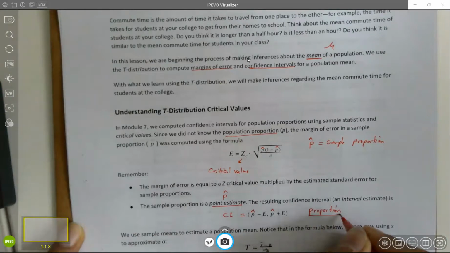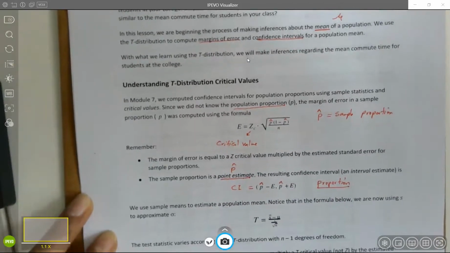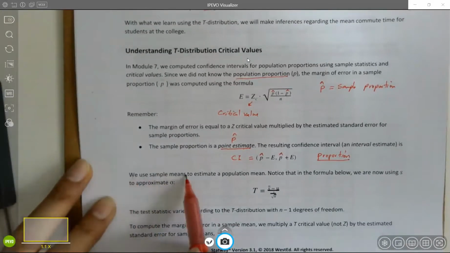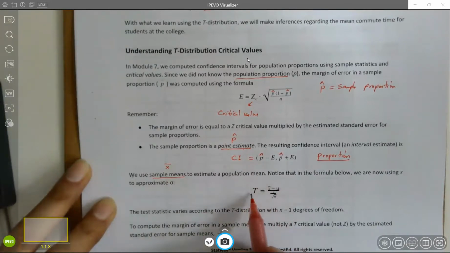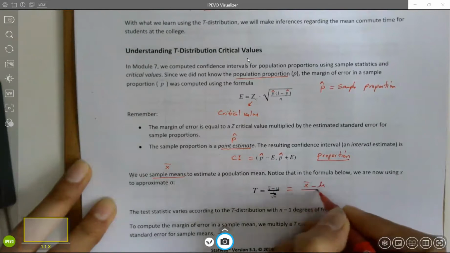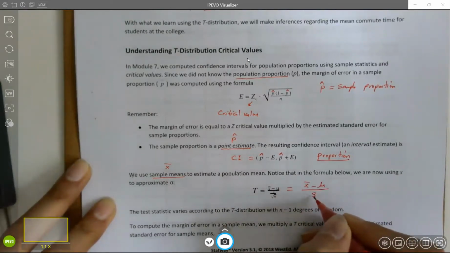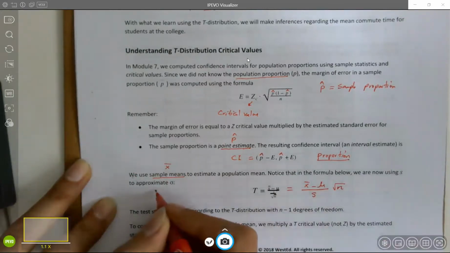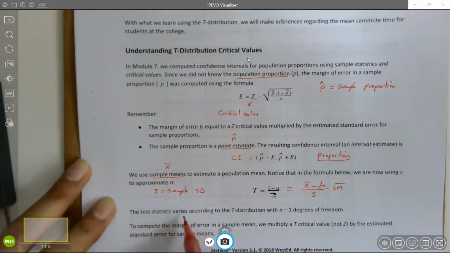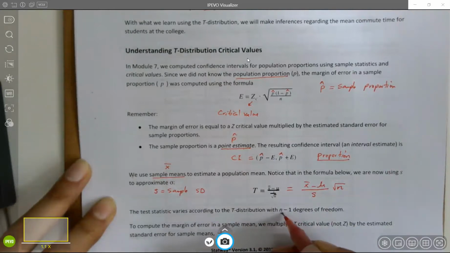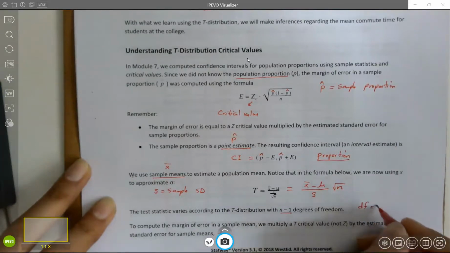Now we move on to the mean, so we have to use a different point estimate, and definitely we get a different margin of error. We use the sample mean, X bar, to estimate the population mean. Remember that t, the standardized test statistic, is defined as X bar minus the mean, divided by S over the square root of n. S is the sample standard deviation. The test statistic varies according to the t-distribution with degrees of freedom equal to n minus 1.